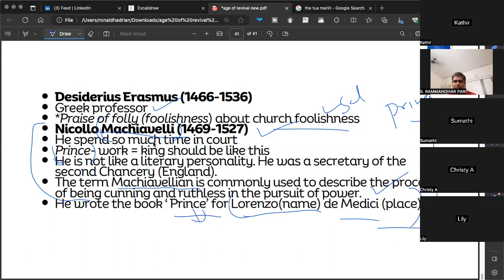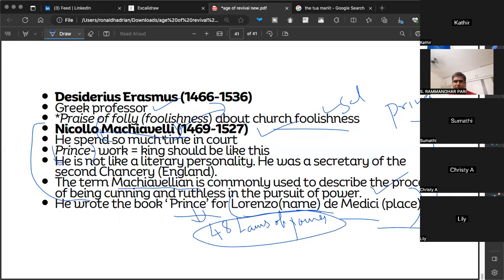And what is the modern influence of Machiavelli? It's a non-fiction book called 48 Laws of Power. Everything goes back to our famous Machiavelli. Remember this. Many characters in fiction too follow this style.